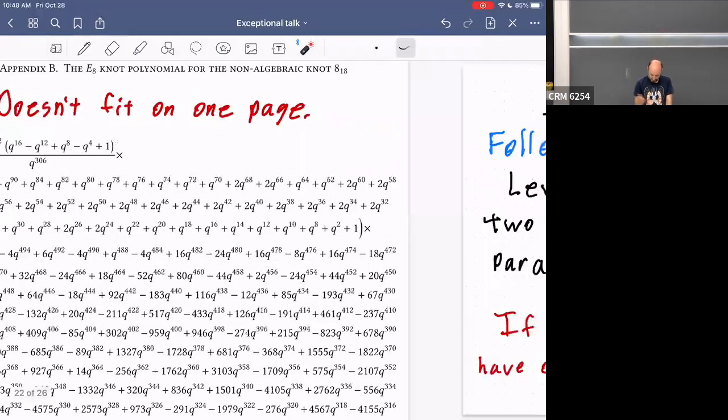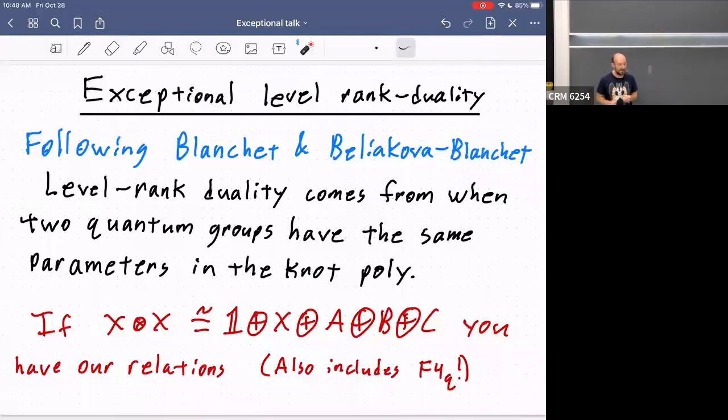Okay. And then the last thing I wanted to talk about is exceptional level-rank duality. In graduate school, it took me a while to come around to liking math papers. For a while, there were like six math papers that I liked, and two of them were papers by people at this conference that said level-rank duality comes from when two quantum groups are either the same or related by some nice symmetry involving switching crossings of your skein relations. If you take the quantum group, you turn it into skein relations, you take your other quantum group, you turn it into skein relations, there's just something very simple happening on the level of the skein relations, okay?